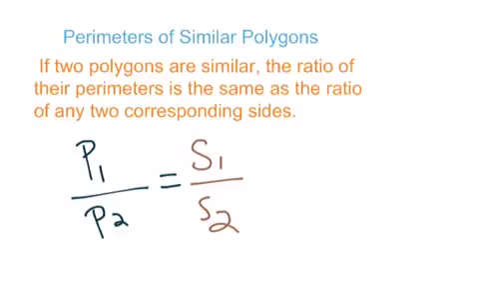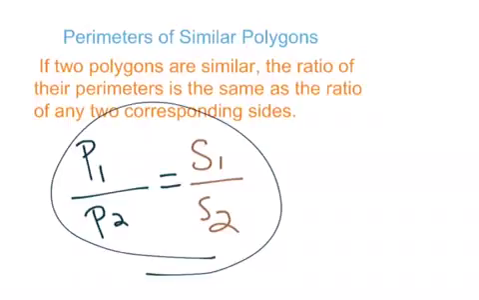Okay, perimeters of similar polygons. If 2 polygons are similar, the ratio of their perimeters is the same as the ratio of any 2 corresponding sides. So you want to write this down right here. Let's jump over to the next slide. Again, pause if you need to write it down if I'm going too fast.